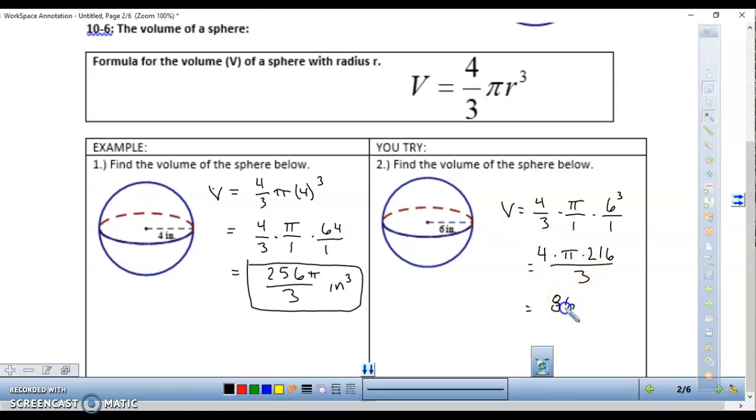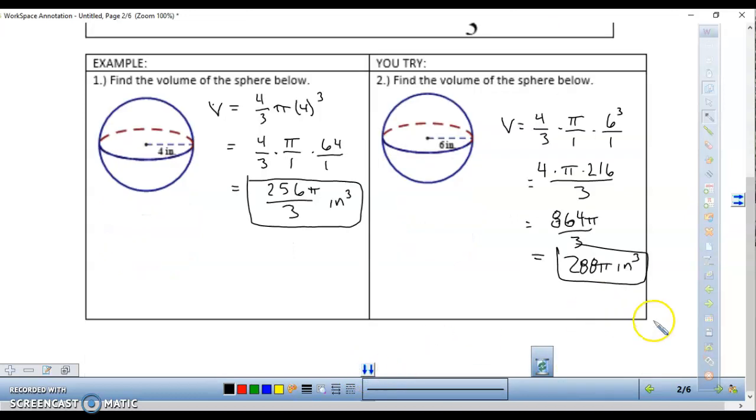I'm having some trouble with my little board here. And this time 864 is divisible by 3, which gives you 288 pi inches cubed. That's as easy as that. That's the volume of a sphere.